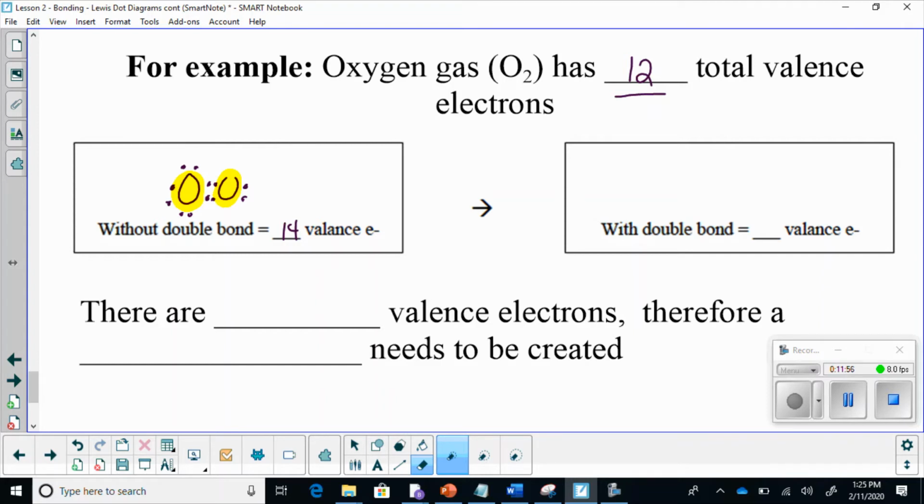Oh, I took too many off there. Okay, take a lone pair off there. Hold on. Okay. Put a lone pair back on there. Okay? So now we count. 2, 4, 6, 8, 10, 12. I'm now happy. So with the double bond, your Lewis dot diagram will look like this. Now I have 12 valence electrons.